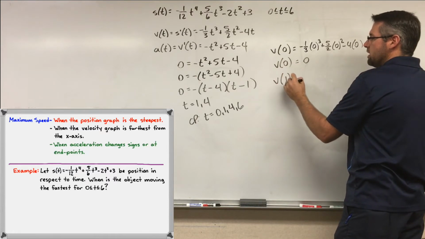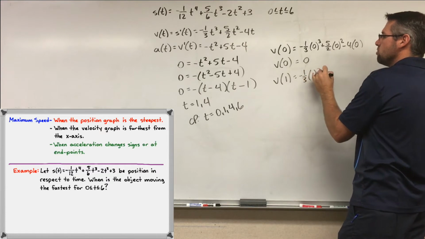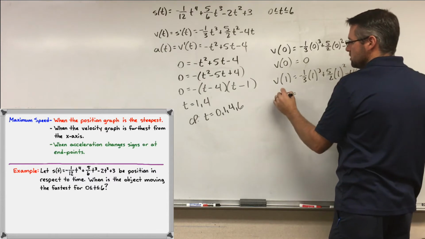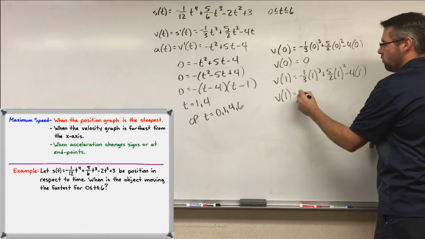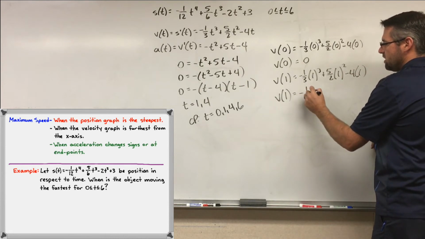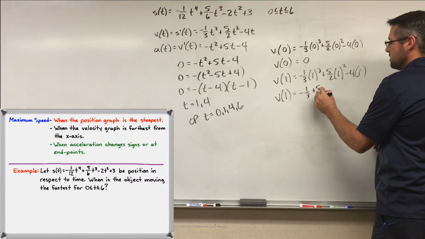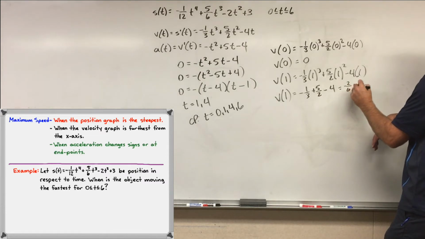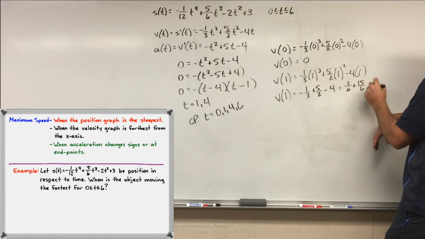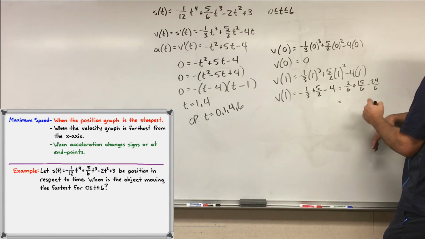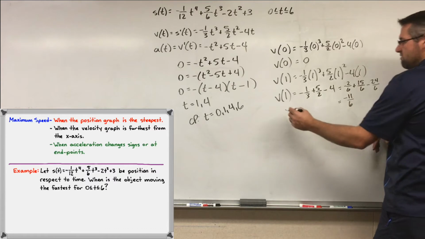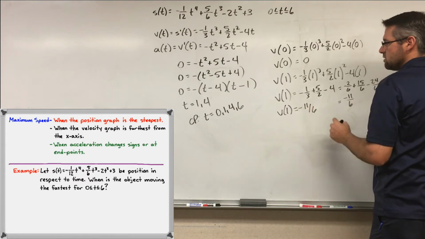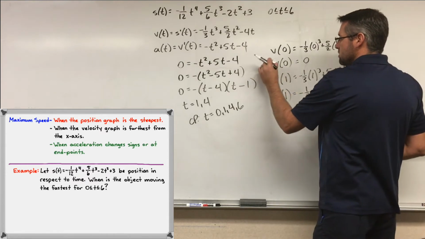Our velocity at 1 is negative 1/3 times 1 cubed plus 5/2 times 1 squared minus 4 times 1. Okay, so v of 1 is, well, let's see. Negative 1/3, and then this will be plus 5 halves, and this will be minus 4. Getting a common denominator there would be 6, so that would be negative 2/6 plus 15/6 minus 24/6. So that would be negative 11/6. So v of 1 is negative 11/6.